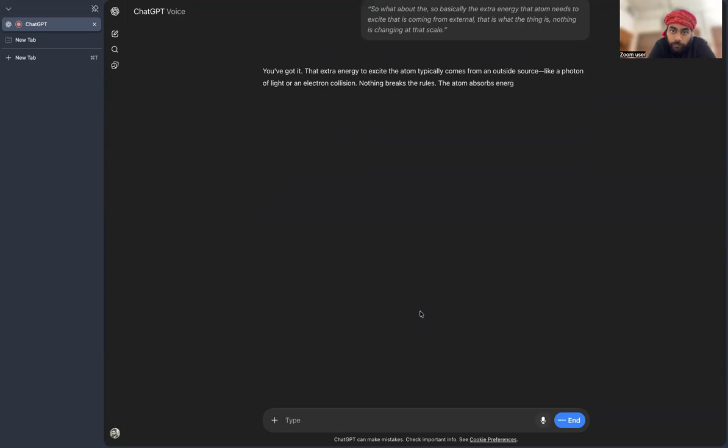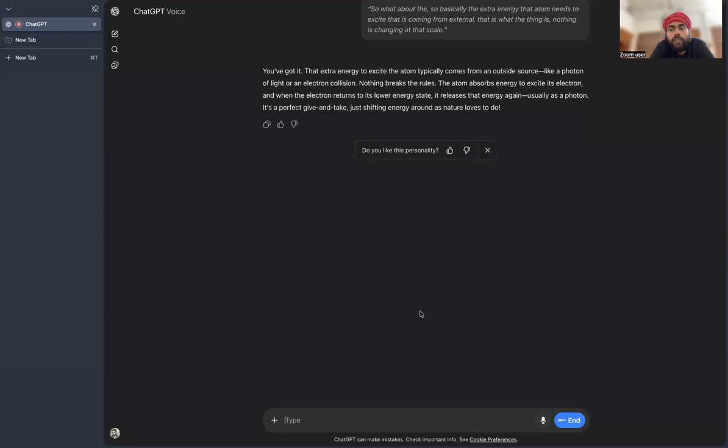Nothing breaks the rules. The atom absorbs energy to excite its electron, and when the electron returns to its lower energy state, it releases that energy again, usually as a photon. It's a perfect give and take, just shifting energy around as nature loves to do.